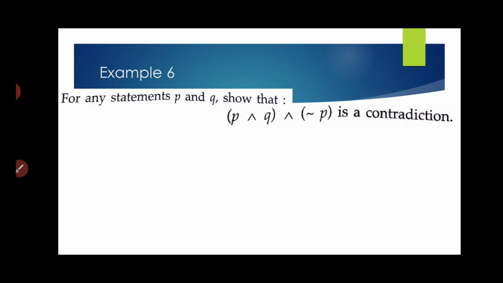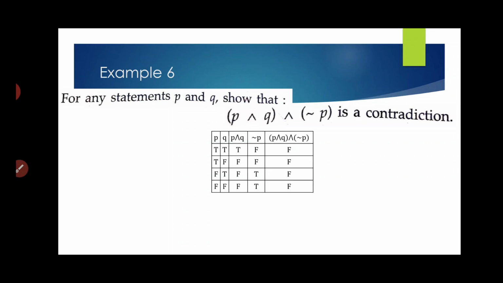Next, number 6. For any statements P and Q, show that P and Q and negation of P is a contradiction. Contradiction means we have already seen that the outcome will be always false. So any statement is called a contradiction if it is always false, doesn't matter what.